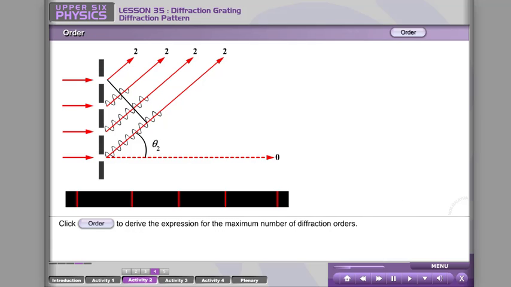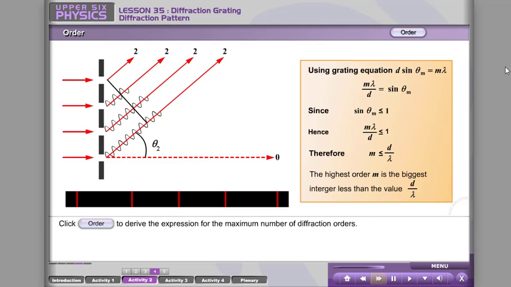Click the Order button to derive the expression for the maximum number of diffraction orders. The number of principal maxima is 2m + 1, where m is the highest order of diffraction.